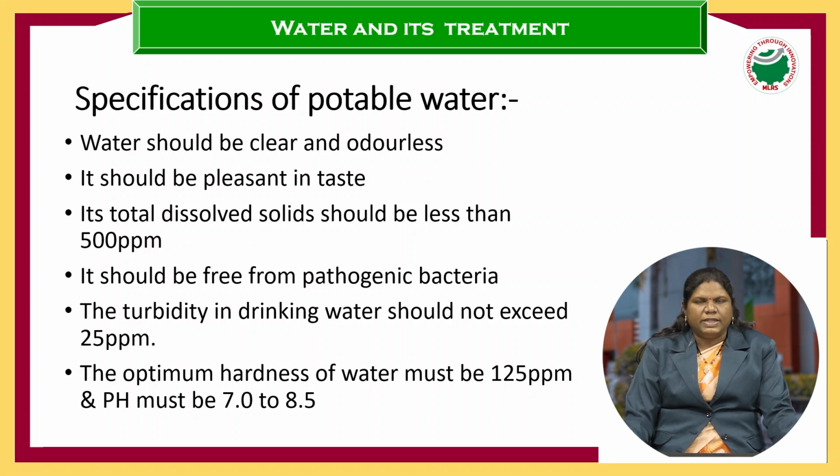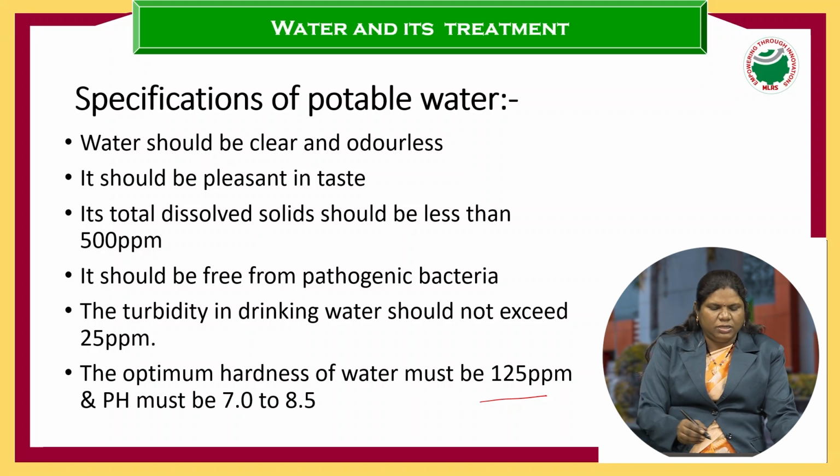The optimum hardness of water must be 125 ppm and pH must be 7 to 8.5. The hardness we have discussed in the earlier chapters, what is the hardness and what are the different types of the hardness. Okay, the hardness of the drinking water should not exceed 125 ppm. If it exceeds 125 ppm, it is not consumable for drinking.